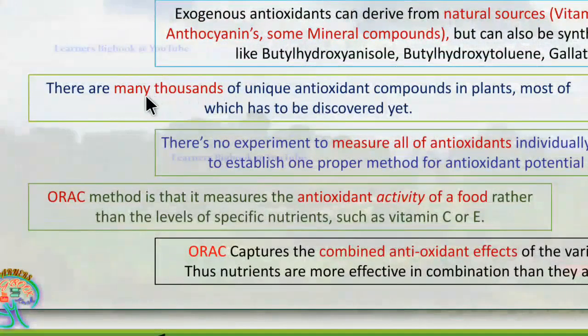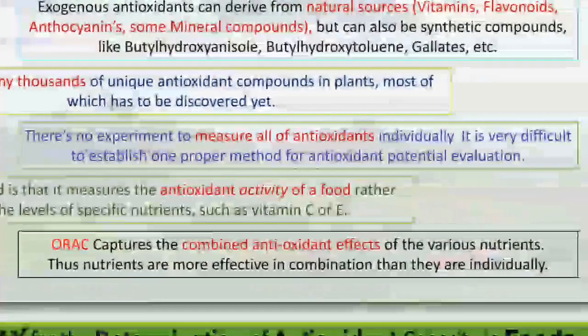Now what we are discussing is that there are many more antioxidants present in plants in the form of foods, and we can also extract more antioxidants which are beneficial to our health. There are many thousands of unique antioxidant compounds present in plants, most of which have yet to be discovered. So we have not discovered most of those many thousands.